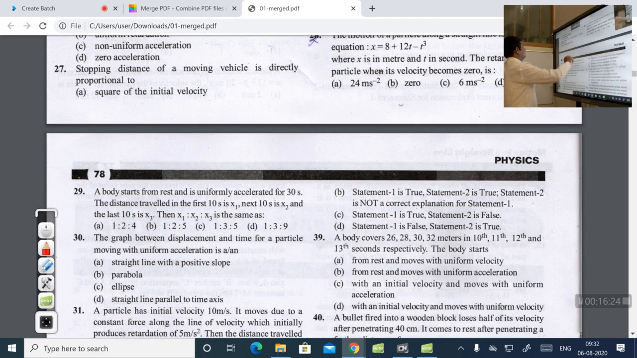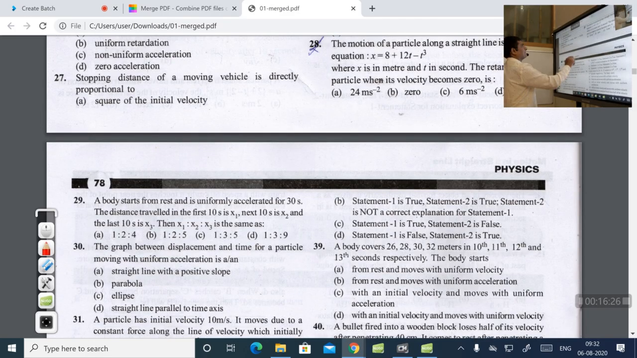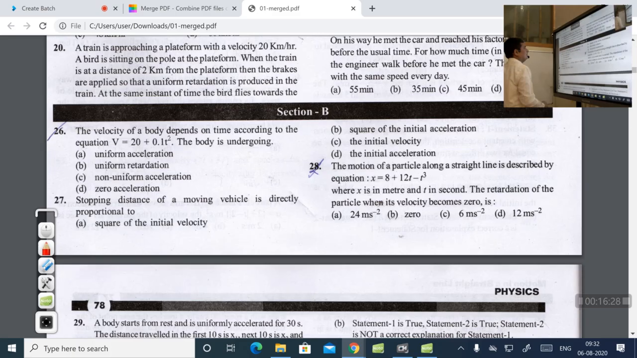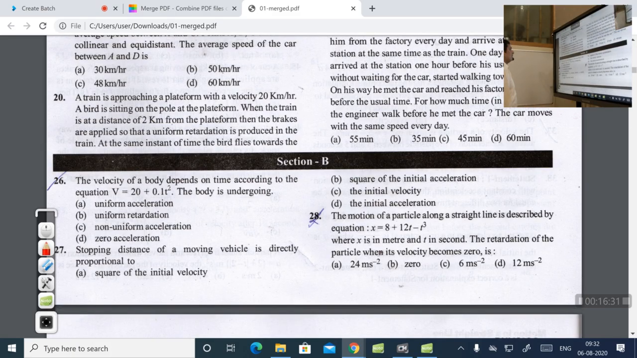Section B. Okay students, 26th question. The velocity of a body depends on time according to the equation v equal to 20 plus 0.1 t square. The body is undergoing uniform acceleration, retardation, non-uniform acceleration, or zero acceleration. So all the options are related to acceleration.